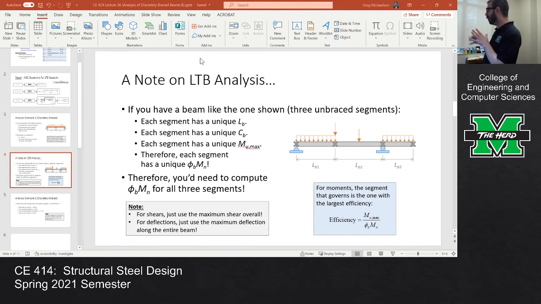So I'm just putting this out there for a thought experiment. Now, this is a bit of an unrealistic scenario, but what is realistic is situations where you have, let's say, 3 unbraced segments and the ends are different than the middle, and so you might need to check both of them. So I'm just throwing that out there for a thought experiment. Again, I'm not making you do anything this complicated. I just want to make sure that you understand the science.